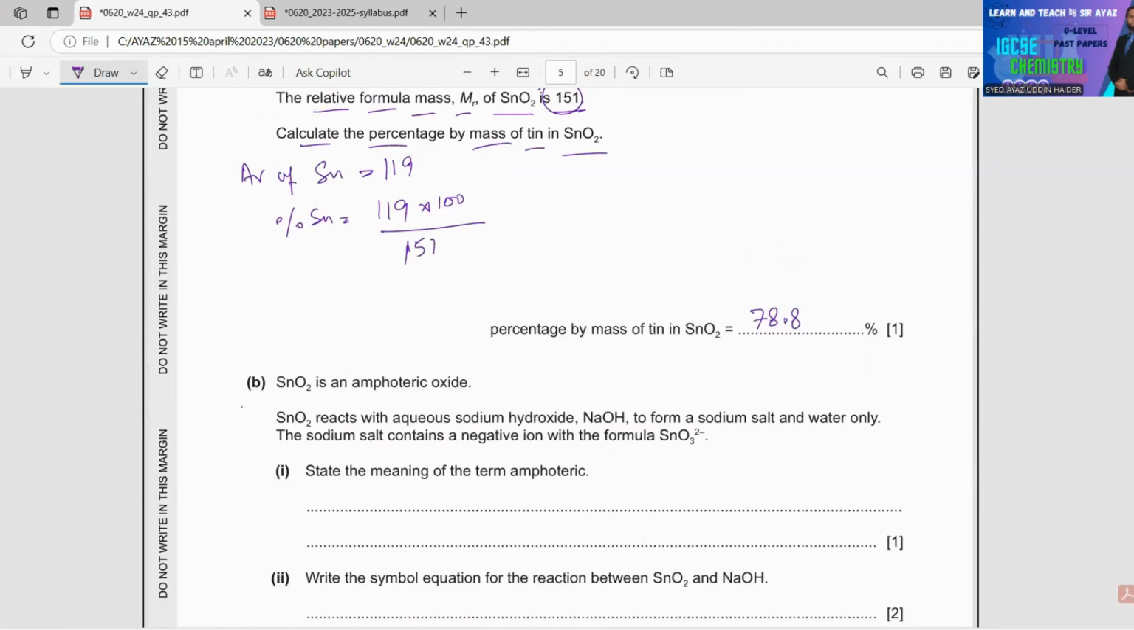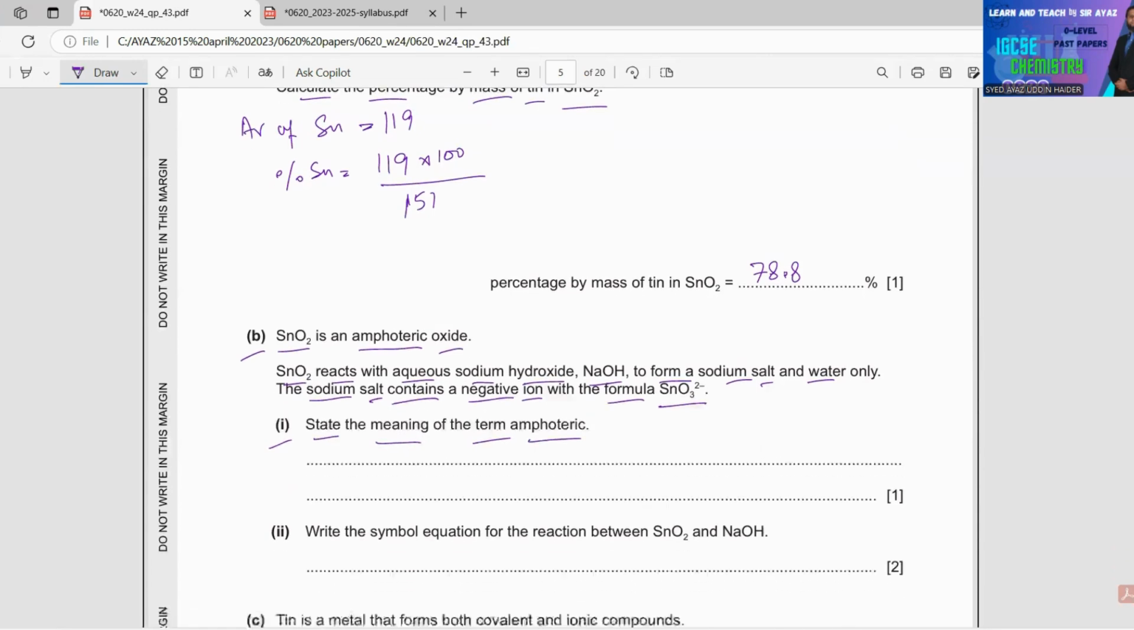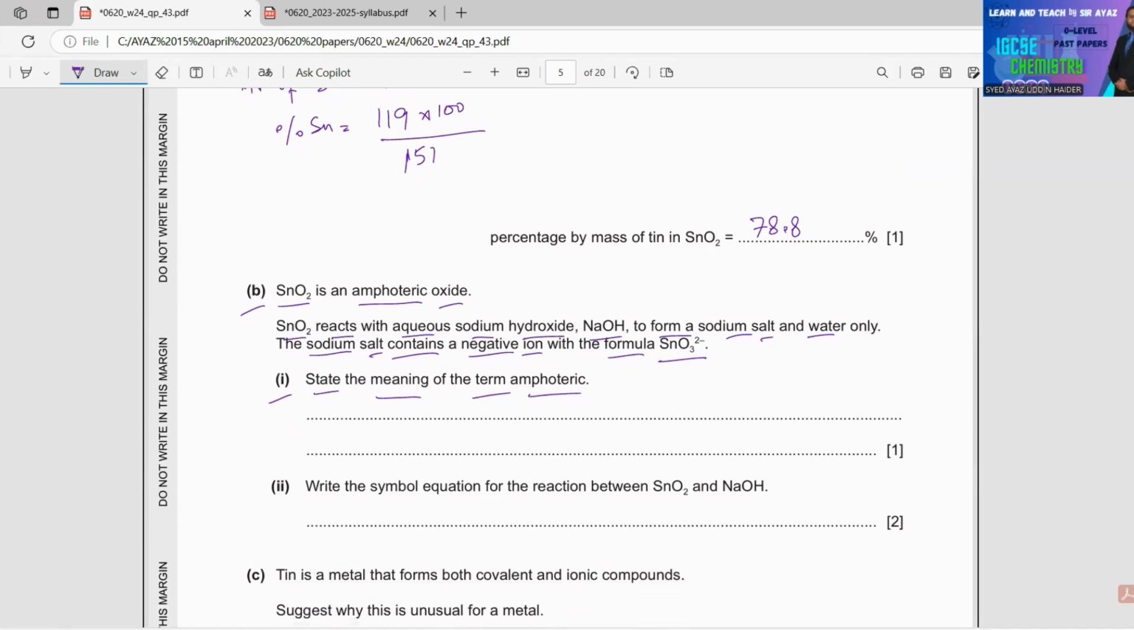Moving to the next part, which is part B. SnO2 is an amphoteric oxide. SnO2 reacts with aqueous sodium hydroxide, NaOH, to form a solution, to form a sodium salt and water only. The sodium salt contains a negative ion with the formula SnO3²⁻. Number 1. State the meaning of the term amphoteric. So an amphoteric oxide is the one which reacts with both acids and with bases to produce a salt and water.